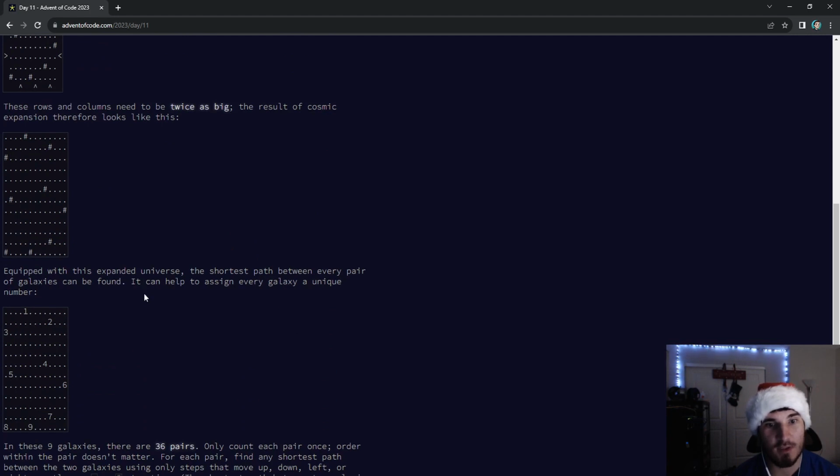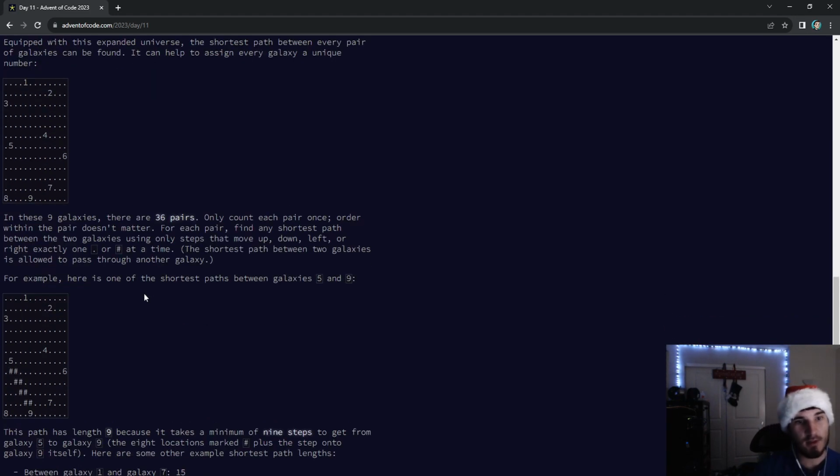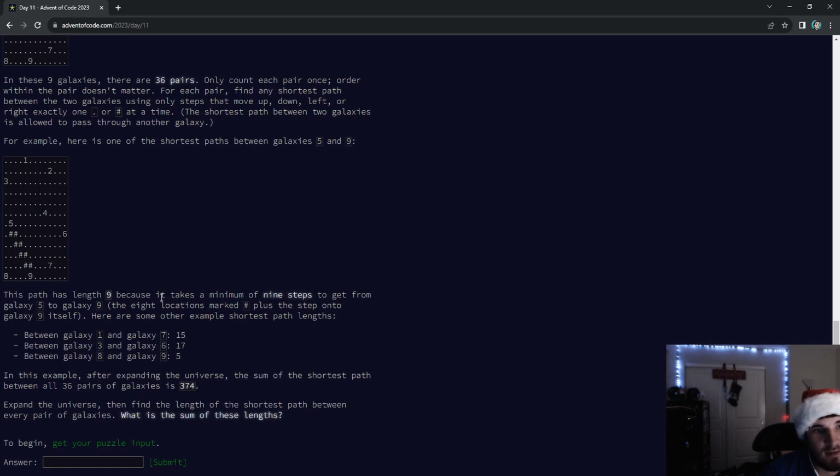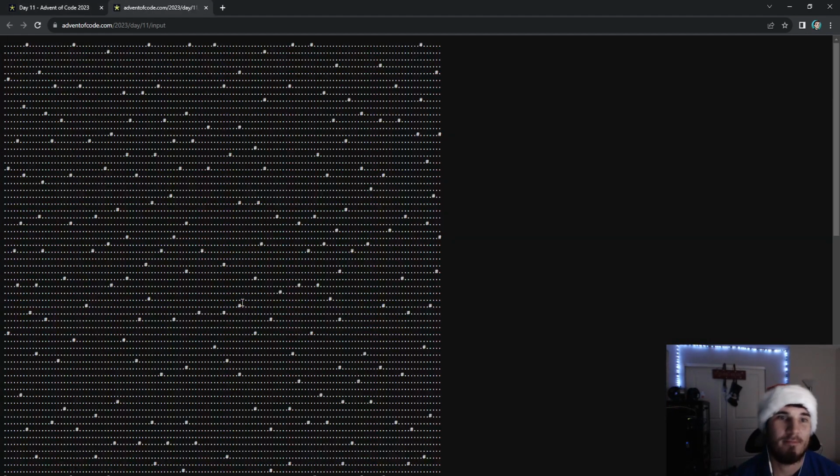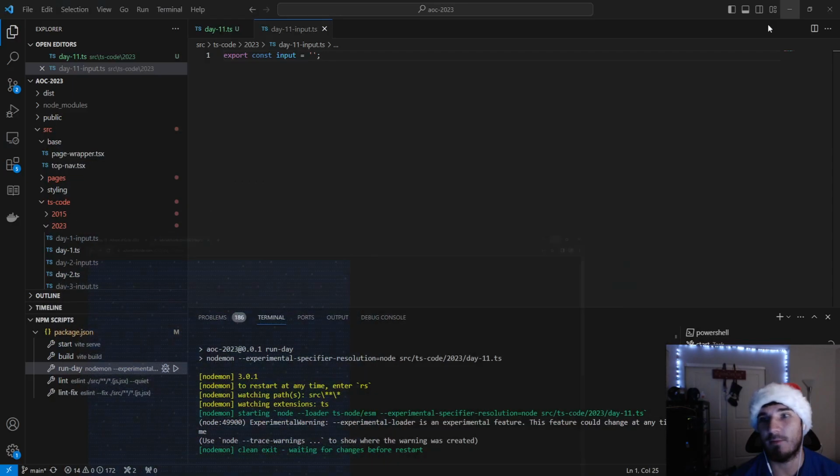Okay, equipped with this expanded universe, the shortest path between each pair of galaxies can be found. In those 9 galaxies, there are 36 pairs. Only count each pair once. Order within the pair doesn't matter. For each pair, find any shortest path between the 2 galaxies, moving up, down, left, and right, exactly one step at a time. The sum of the shortest paths between all 36 pairs is 374. Well, luckily it's not a traveling salesman problem, because that would be fun.